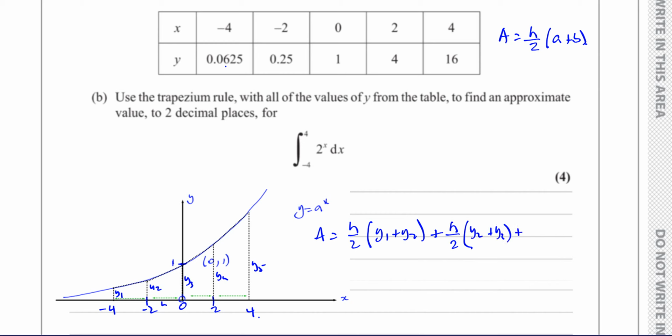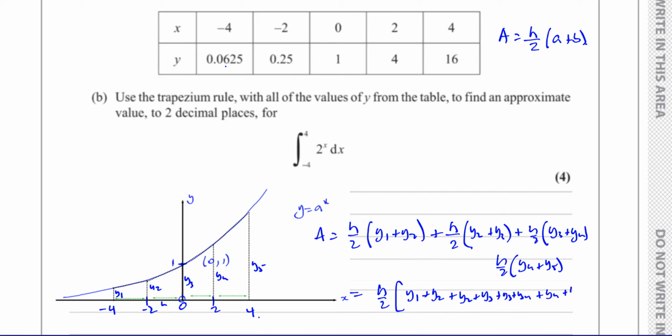Plus, and the same thing for the third trapezium here, you'll have h over 2 times y3 plus y4. And for the last trapezium, you'll have h over 2 times y4 plus y5. So basically what we got here, we have a common factor of h over 2 in all of them. So that's common. And then if we take that out, we're left with y1 plus y2 plus y2 plus y3 plus y3 plus y4 plus y4 plus y5.